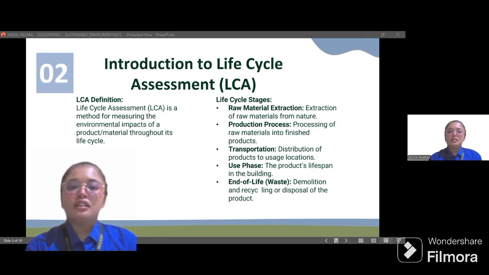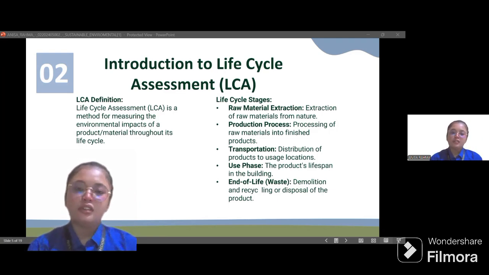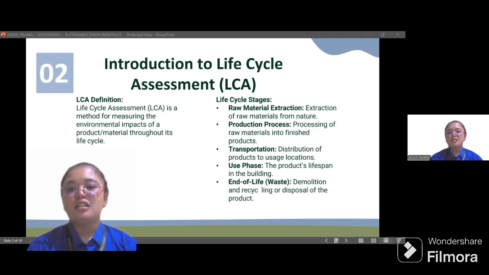The last one is end of life treatment or processing. Once the building reaches the end of its use, the material becomes waste. This stage assesses whether the material can be recycled, reused, or needs to go to landfill. Red brick is generally harder to recycle, whereas AAC can be crushed and reused as lightweight aggregate in secondary applications.